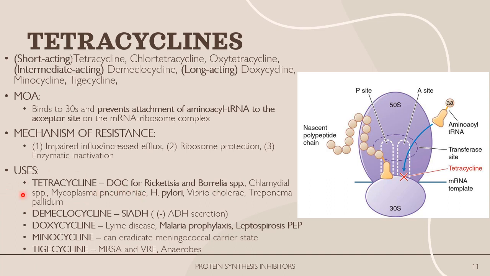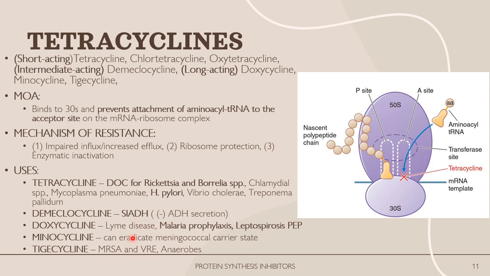We can also give tetracycline to chlamydial infection like Chlamydia psittaci, the causative agent of your parrot disease. Your Mycoplasma pneumoniae or your atypical pneumonia, walking pneumonia, H. pylori or Helicobacter pylori, Vibrio cholerae, the causative agent of your cholera, and your Treponema pallidum, the causative agent of syphilis.